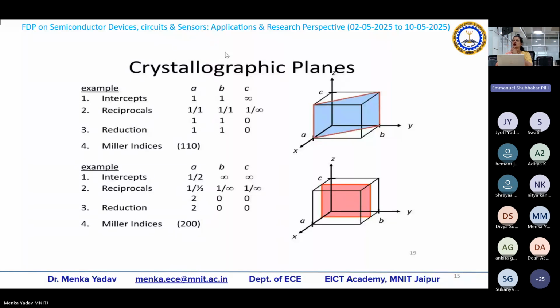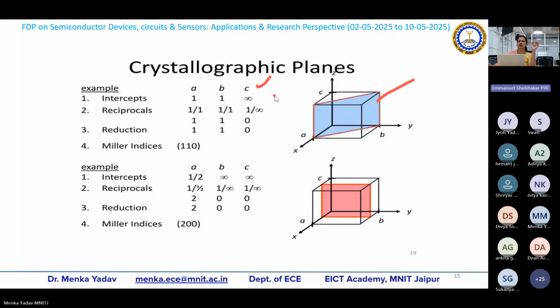How these Miller indices are decided is shown in these two diagrams. The first example is shown over here. Whatever the plane is, this blue color plane, you can extend it to the inside or outside to make it a cuboid, right? So this plane is going to intercept the A, B and C axes at some values. Those particular values you have to put over here. That is nothing but the intercepts on the axes.